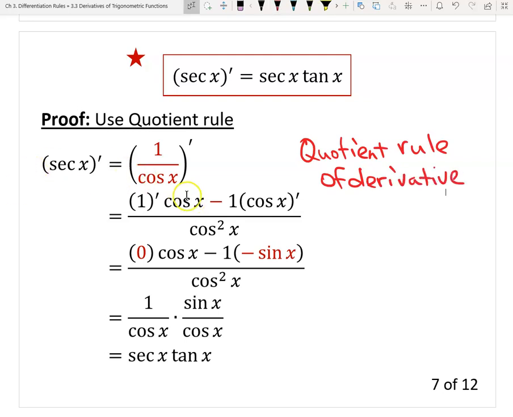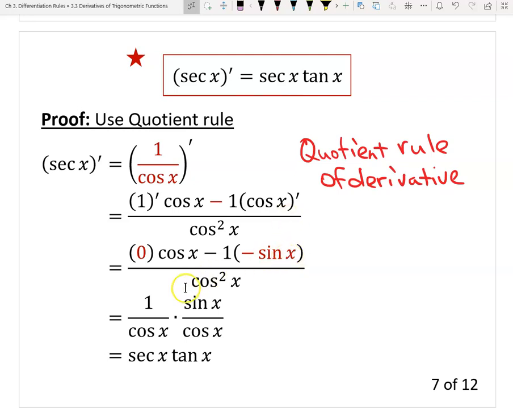You remember this? We are going to practice again. First is the denominator squared, cosine squared. Then the top is similar: the derivative of the top times the bottom, minus the top times the derivative of the bottom. One by one. The derivative of one, a constant function, is 0. Cosine x, we already got it at the beginning.